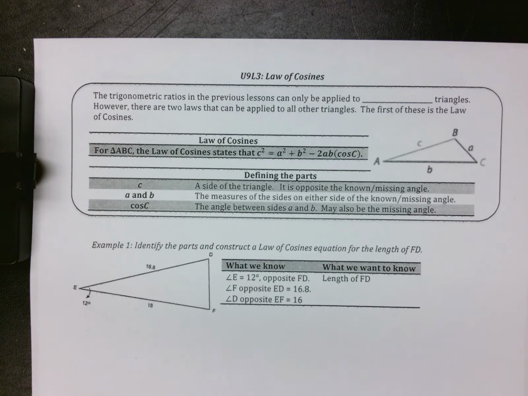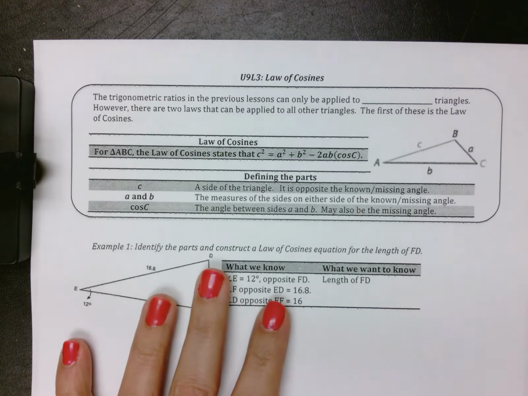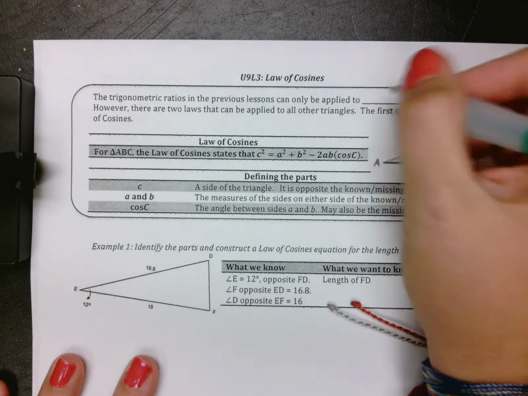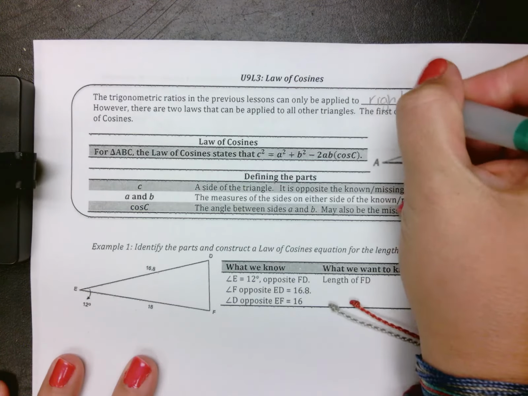This is Unit 9, Lesson 3, the law of cosines. So in Lessons 1 and 2, we did trigonometric ratios that dealt just with right triangles. What we're going to look at now in Lesson 3 and Lesson 4 are two rules that let us use a version of cosines and a version of sines on triangles that are not right triangles. So the trigonometric ratios in the previous lessons could only be applied to right triangles.